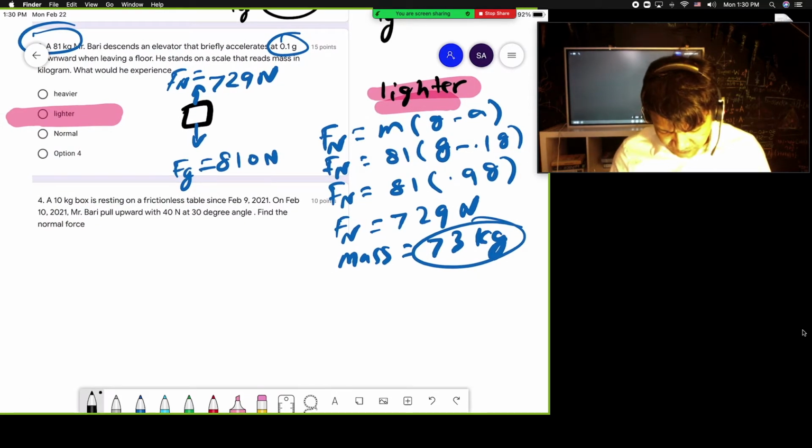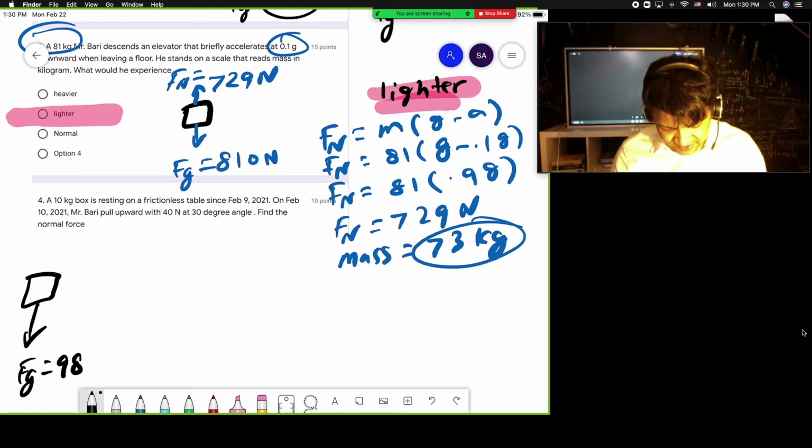Problem number 4. A 10 kilogram box, again a 10 kilogram box. Let's make room. What is happening with the 10 kilogram box? We have to find the weight. Weight would be 98 Newton, and we have to find the normal force. To find the normal force, we have to find both components of the pulling force.